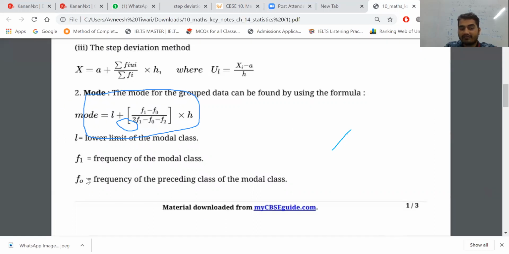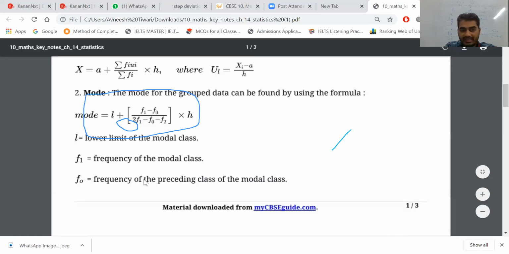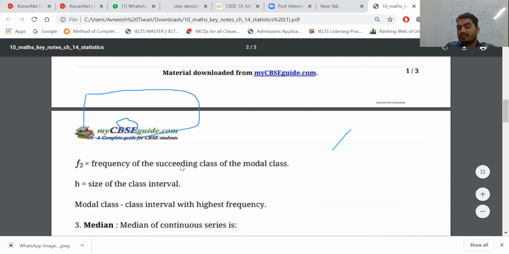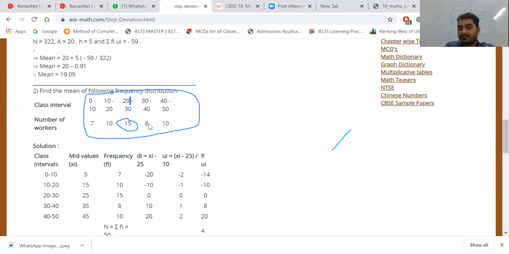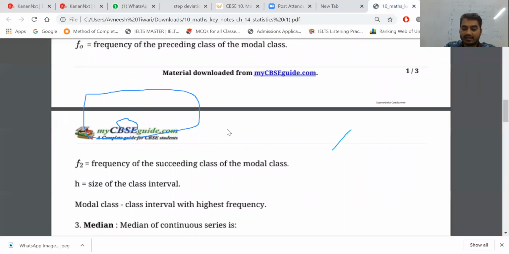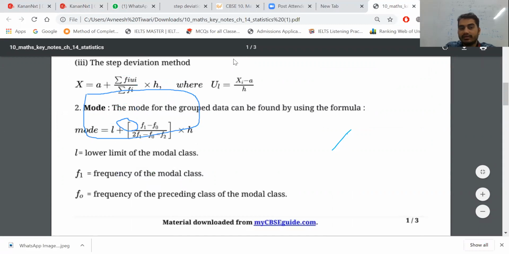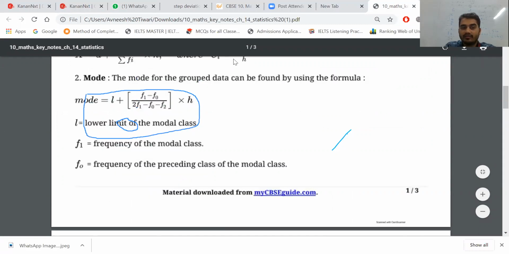And after that f0 we are having f2. f2 is the frequency of the succeeding class, the class after the modal class. So that will be 8. And what is h? h is the class size, 20 to 30, so h will be 10. That is how you can find all the data required to find out the mode of any given data. Okay, so that is how you will be getting your answers.